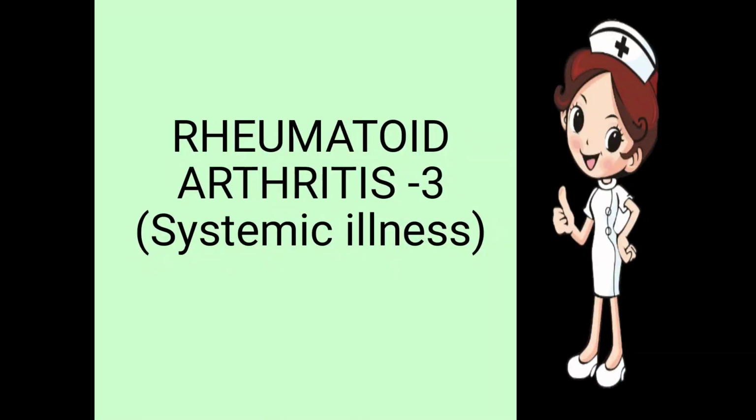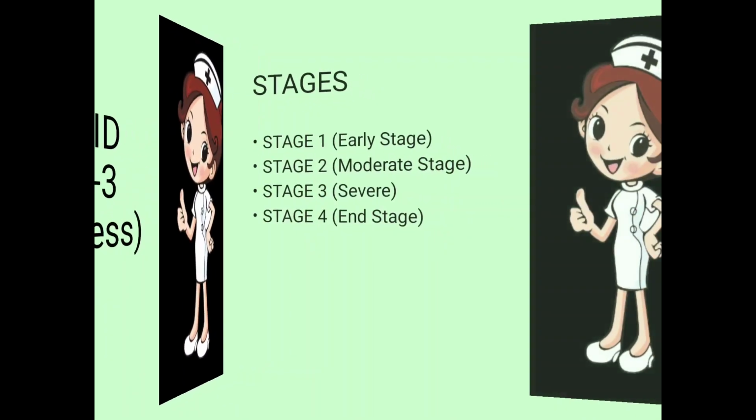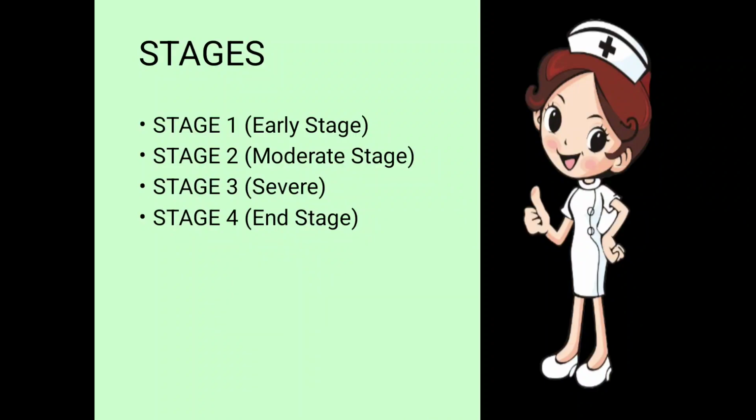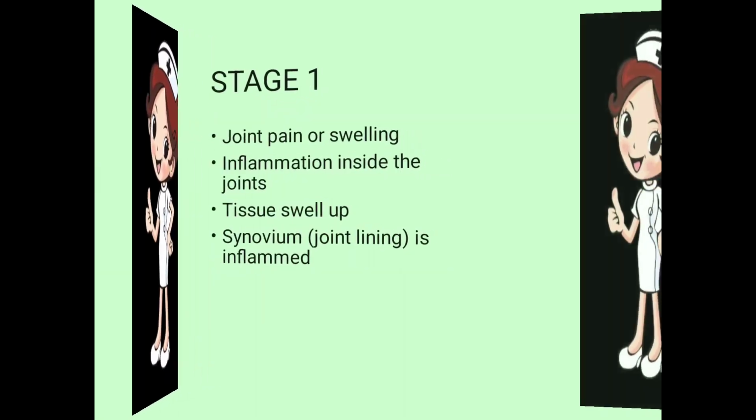Hi everyone. Today I am giving you information on the topic rheumatoid arthritis, which is part 3, in which I'll explain the different stages of arthritis. So let's move to the 4 stages. First stage is the early stage, second stage is the moderate stage, third one is the severe, and the fourth one is the end stage. So let's discuss one by one.